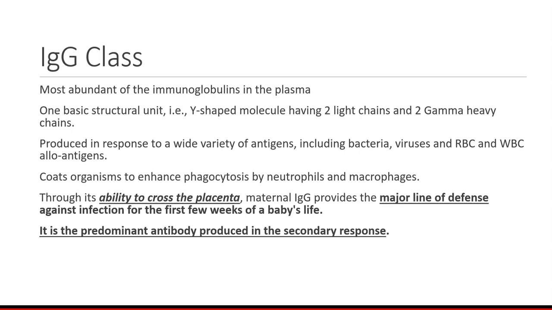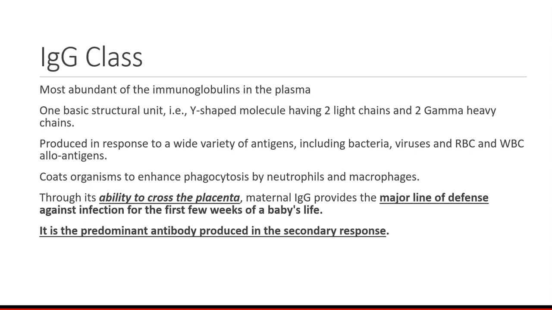IgG class antibodies are the most abundant of the immunoglobulins in the plasma. They consist of one basic structural unit. It's a Y-shaped molecule that has 2 light chains and 2 gamma heavy chains. And what are the light chains? They're going to be either kappa or lambda.